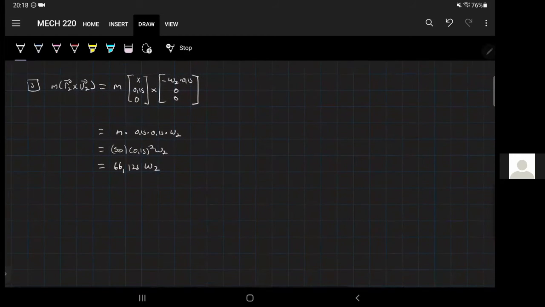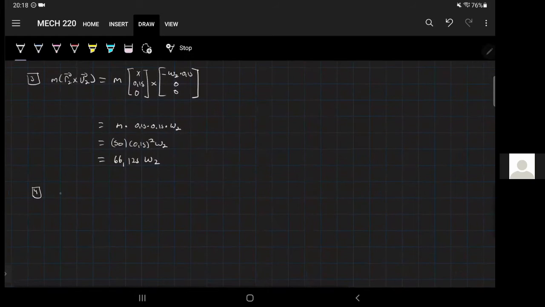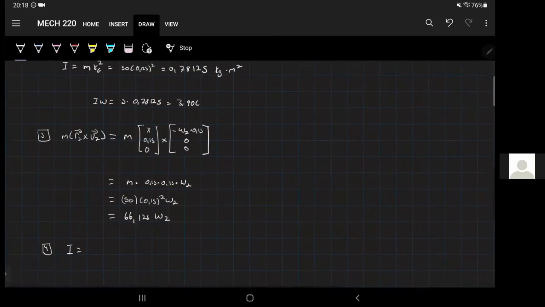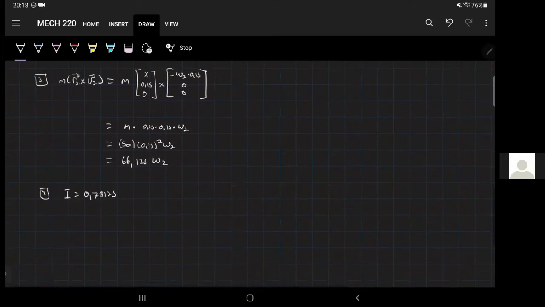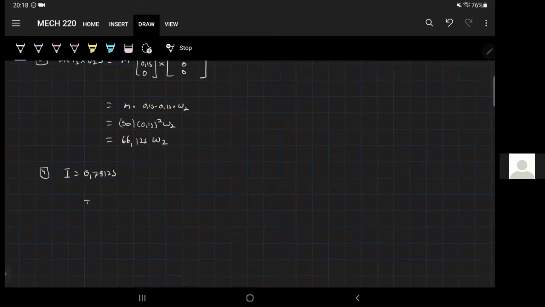Right, and then fourth part, once again, I already know that I is 0.78125, right? And so I just want to know what I omega 2 is, which is just going to be 0.78125 omega 2.